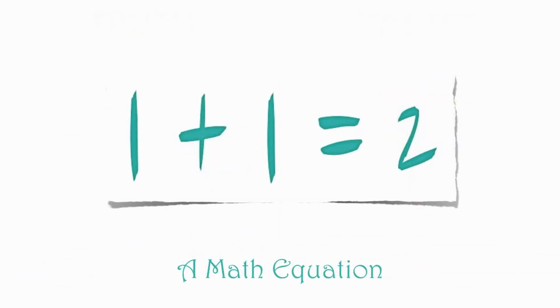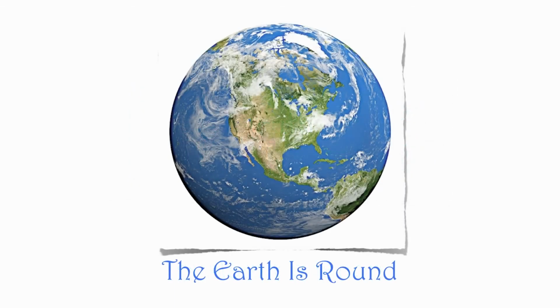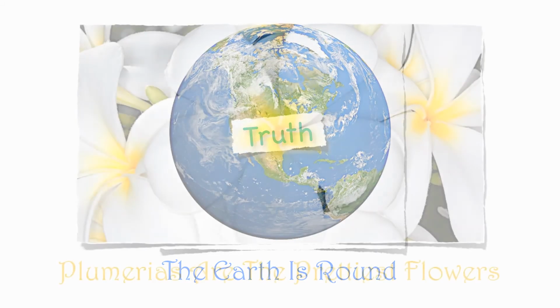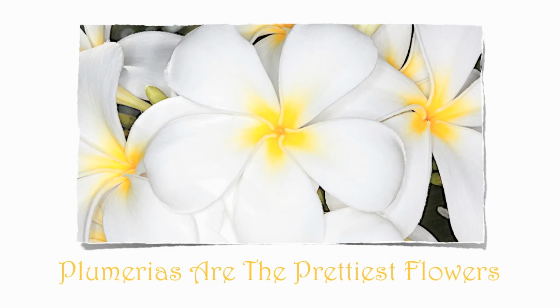Now let's take a look at a few images to compare different truths or tastes. We'll start with a couple of images that we're familiar with already. The math equation 1 + 1 = 2 is, of course, what? A truth. Same here with the statement that the earth is round. That would also fall under the category of truth. How about this one? Plumerias are the prettiest flowers. Does this fall under the category of truth, something that applies to everyone? Or would this be an individual thing based on a person's personal preferences and tastes? Yeah, that would be taste.